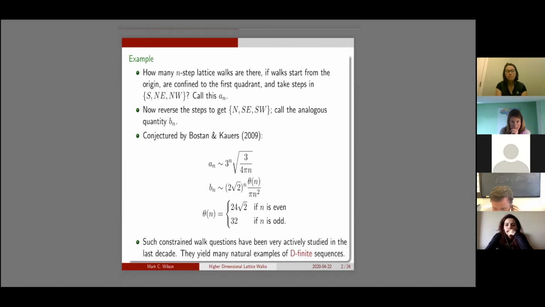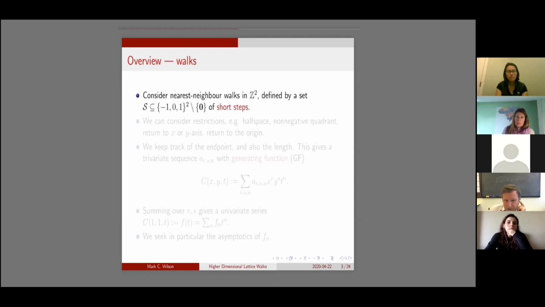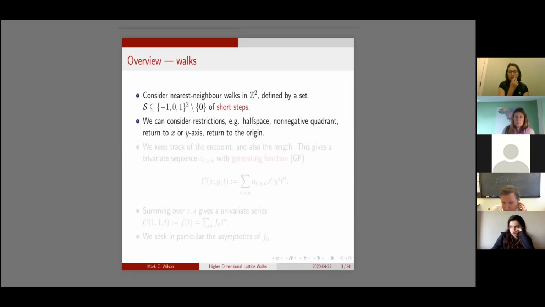And these sorts of problems have been studied a lot. There's a lot of papers over the last 10 years or so on walks confined to cones, such as the first quadrant, for example. So the big picture for today is we're just going to look at these walks on the integer lattice, and we're only going to allow these short steps. So you can only go to your nearest neighbor. There are certain constraints that could be considered. We're mostly going to look today at the non-negative orthant, but you can have plenty of other constraints as well.